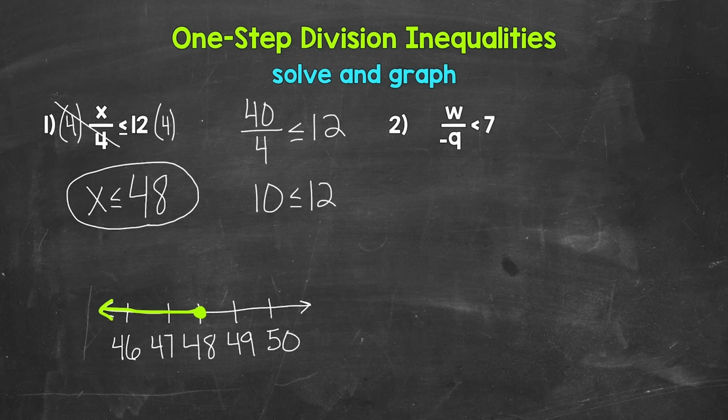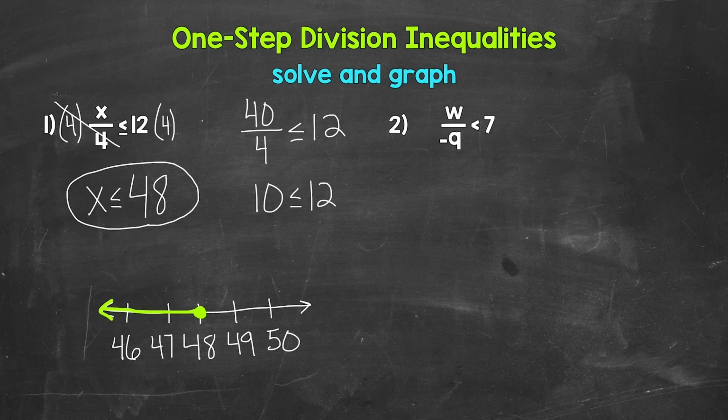And let's actually check 48 as well to make sure that works, since x can be equal to 48. Now we're going to do this mentally. So we have 48 divided by 4 is less than or equal to 12. 48 divided by 4 is 12, and 12 is less than or equal to 12. So 48 works as well.